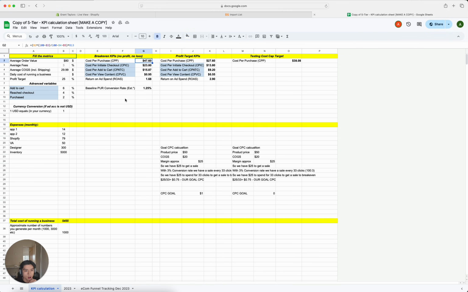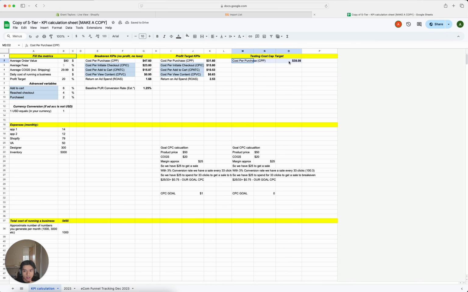Our break-even cost per acquisition, so how much we can spend to acquire a customer to break even, how much we can spend to acquire a customer to hit our profit target of 25%. And so this changes depending on what your profit target actually is. But I would say 20, 25% is usually a good benchmark to shoot for.